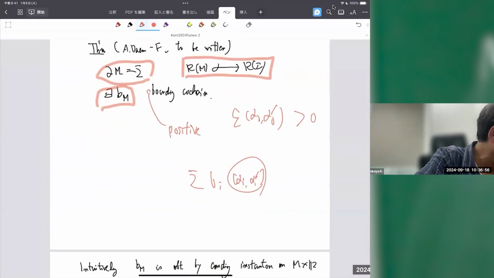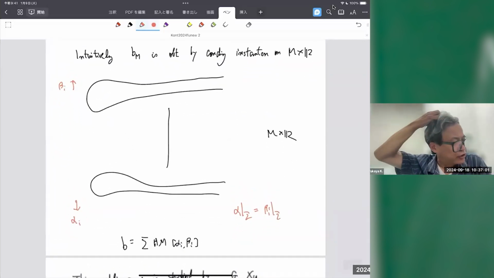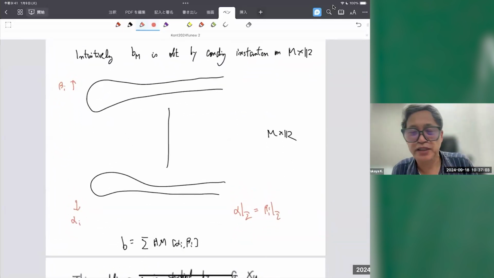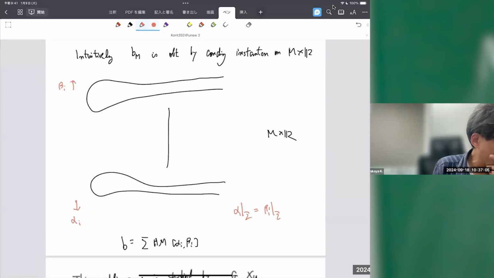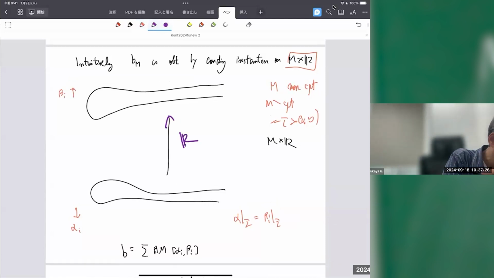Okay, so now I just want to say a few words about this statement. There is an intuitive understanding of this statement: this bounding cochain is obtained by counting some instantons on M cross R. In this case, M is regarded as non-compact, meaning that M minus a compact set is sigma cross [0, infinity). So this is the picture of M cross R. You have this R direction, and also you have this infinite end direction here.